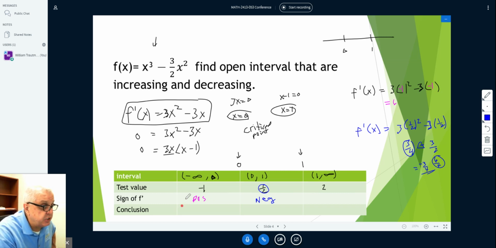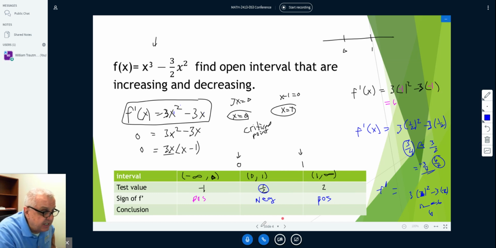And finally, if I plug 2 into this function, 2 squared is 4. 4 times 3 is 12. Negative 3 times 2 is 6. 12 minus 6 is 6. So I plugged the second test point in. Is that what? We're not plugging 6 in there. We're plugging 2 in there. 2 squared is 4. I end up with 12 minus 6, which is 6, a positive 6. And we get a positive answer.